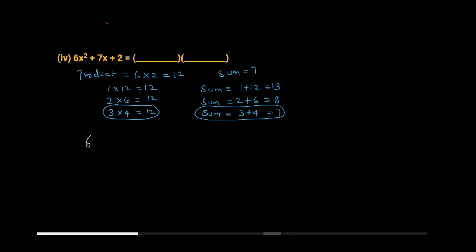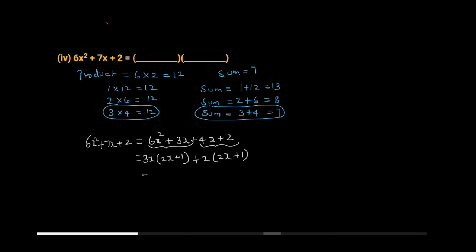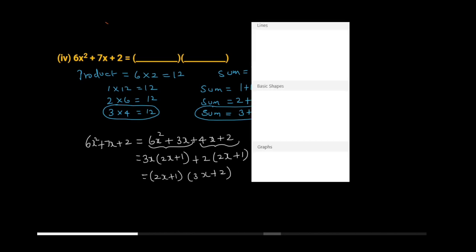Now, 6x squared plus 7x plus 2 is equal to 6x squared plus 3x plus 4x plus 2. Now, taking common for these two terms, 3x is common. So 2x plus 1. For these two terms, plus 2 is common. So 2x plus 1. Now 2x plus 1 is common. 2x plus 1 into 3x plus 2. These are the two factors. Let's check the next method.